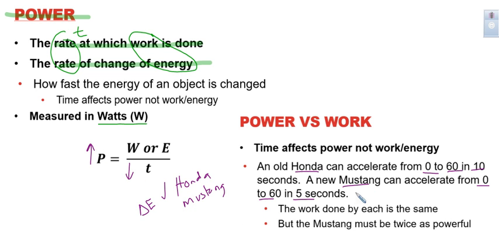So my Mustang has more power, but it does not do more work. So when we talk about work, we're talking about which one got faster, which one ended up higher, which one changed position more. And in this case, they would do the same stuff. But one being quicker at that change relates to having more power.